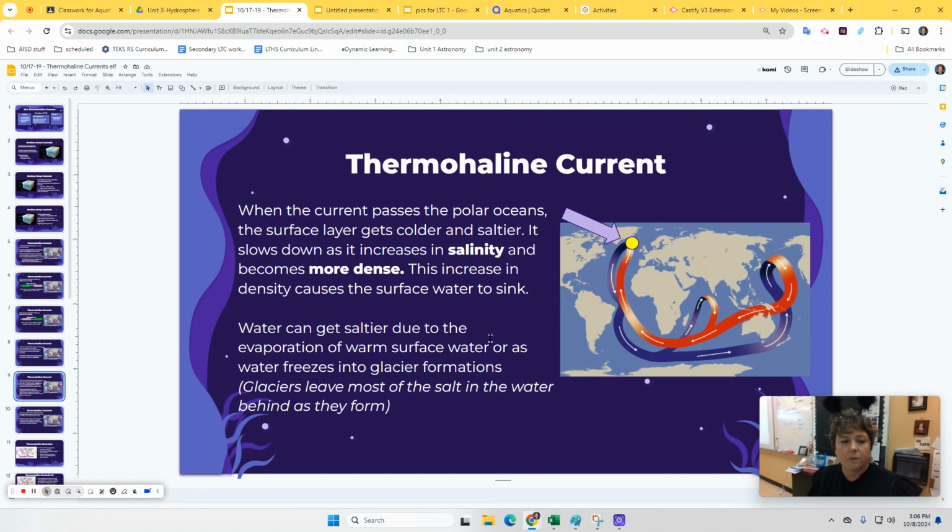Then it says that the water gets saltier because that warm surface water on top evaporates, but the salt doesn't evaporate with it. And also, when the water freezes into the glaciers, it leaves most of the salt in the water. Okay, so that's why we have changes in salinity as well as temperature.